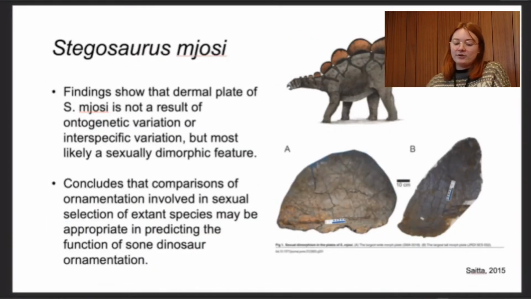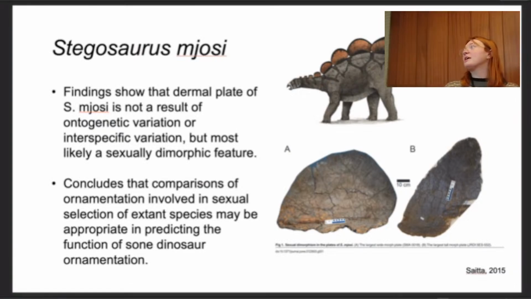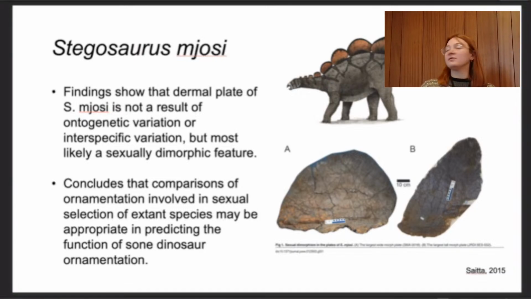This is quite a cool study on Stegosaurus by Saitta. He was a student at Bristol. This is in 2015, and this is basically looking at the dermal plates of Stegosaurus and how the shape of them might indicate male or female. So, the sexual dimorphism in the ornamentation of the bony plate. And he found that it was not a result of ontogenetic variation, so they weren't different because of age, they weren't different because of just genetic variation in the population, but most likely a sexually dimorphic feature.